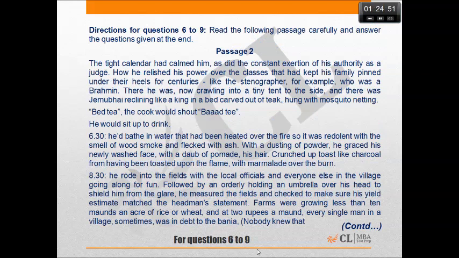Tight calendar had calmed him as he the contract exertion of his authority as a judge. However, he relished his power of the classes that kept his family pinned under their heels for silence. Like the stenographer who was a Brahmin, just there he was now crawling into a tiny tent and nothing. And there was Jemu reclining in the king's carpet. Betty, cook would shout, Betty, he set up to drink. He'd bathe in water, now washed and dog promenade, clouds amid toast like charcoal, etc.